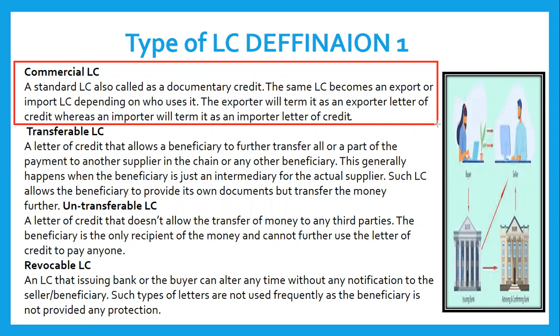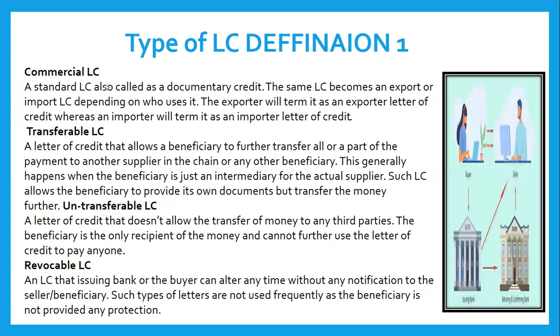The same LC becomes an export or import LC depending on who uses it. So this is the LC, documentary credit, which is used for import and export. Depending on who is using it, the exporter will term it as the exporter letter of credit, whereas the importer will use it as an importer letter of credit. This is the first definition, commercial letter of credit, and second is the transferable letter of credit.